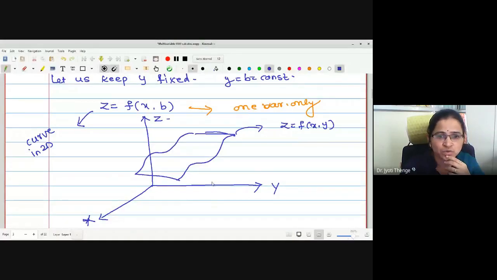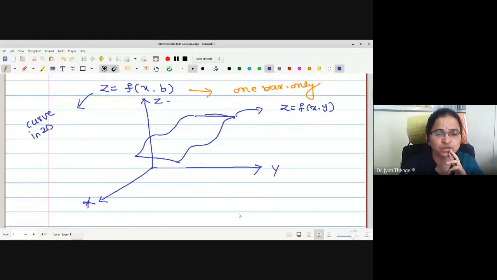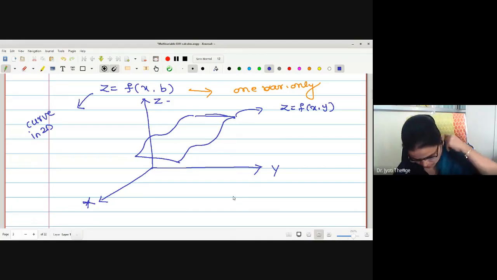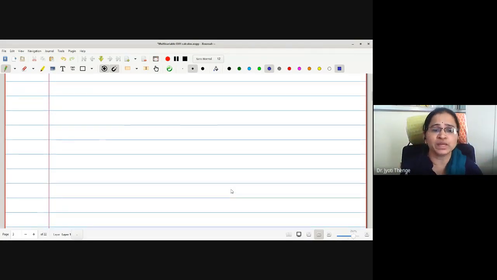How should I convert this surface to a curve? Now let me keep y equal to b in this same sketch. What is the interpretation of y equal to b? What does y equal to b represent in a 2D plane?